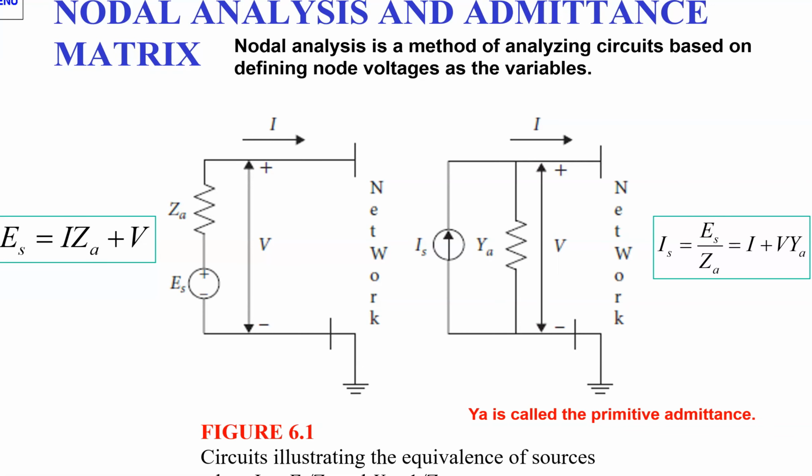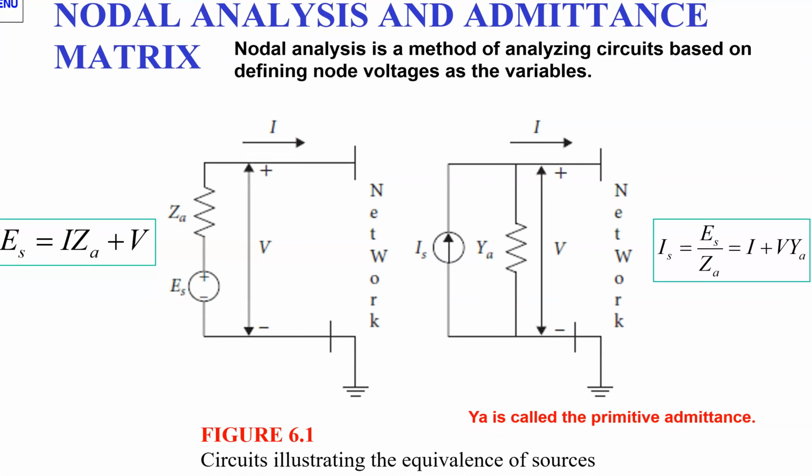So let's start with the nodal analysis and admittance matrix. And of course, it is maybe more traditional to work with the impedance matrix. You can see on the left side here, we can represent the voltage source with an impedance. And then we have E_S equal to the voltage drop over the impedance. And of course, it will be the sum here for the voltage.